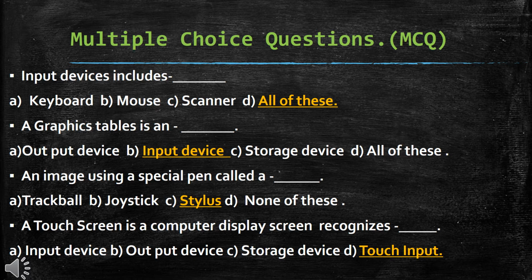An image using a special pen is called as dash. Trackball, joystick, stylus, none of this. The answer is stylus. The next one is: a touch screen is a computer display screen that recognizes dash. Input device, output device, storage device, touch input. Obviously the touch screen recognizes the touch input. It recognizes your touch.